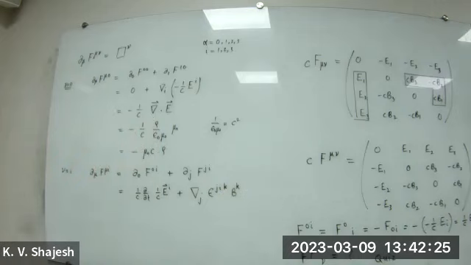Where did you get the j from? This is a summation, j is 1, 2, 3.